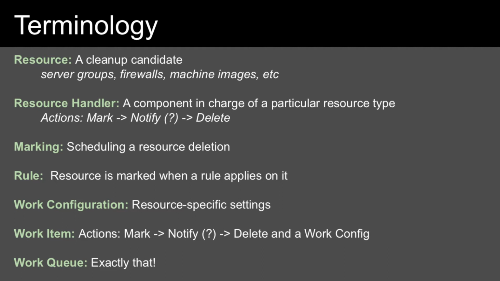A work configuration is resource-specific settings. We'll see what the configuration looks like in a little bit here. A work item is a combination between an action and a configuration or setting for that resource type. And a work queue is exactly that. It's just a work queue. We all have work queues.